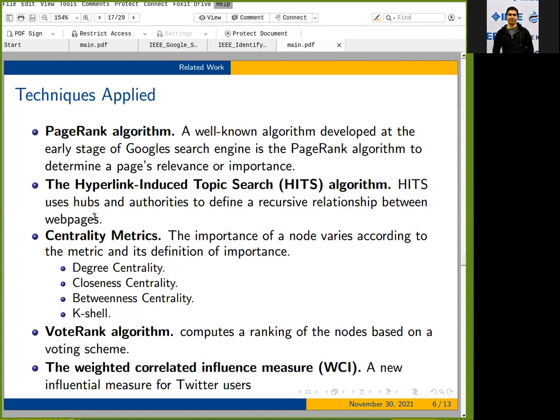The final algorithm we used is the Weighted Correlated Influence measure, WCI. It is a new algorithm designed specifically for Twitter. It takes into account some features associated with Twitter, like the retweets, the follows, and the several features already offered by Twitter.